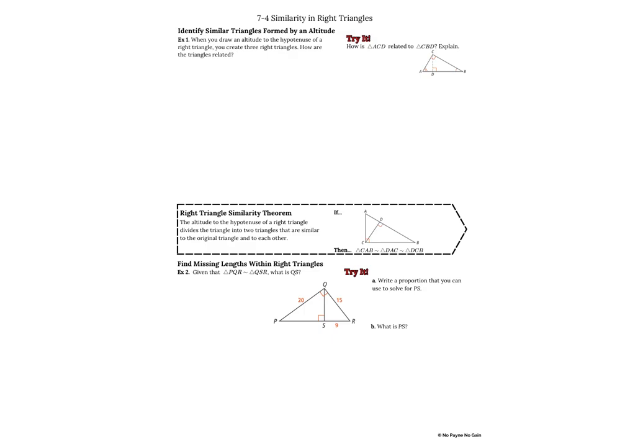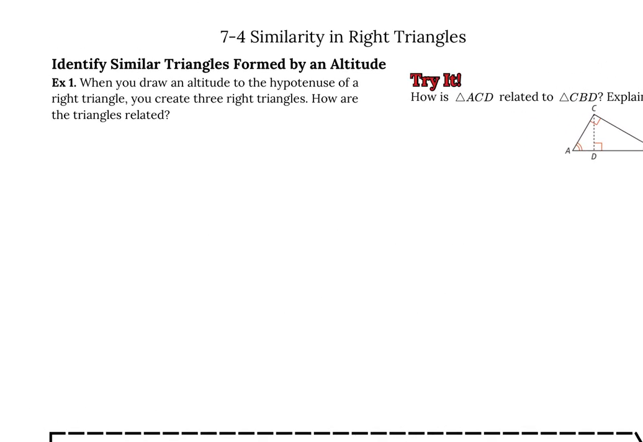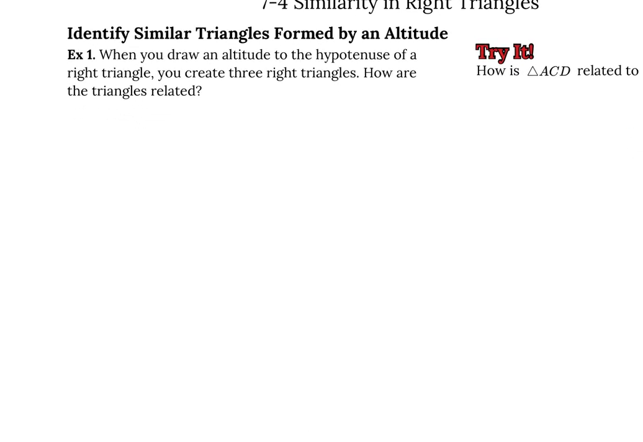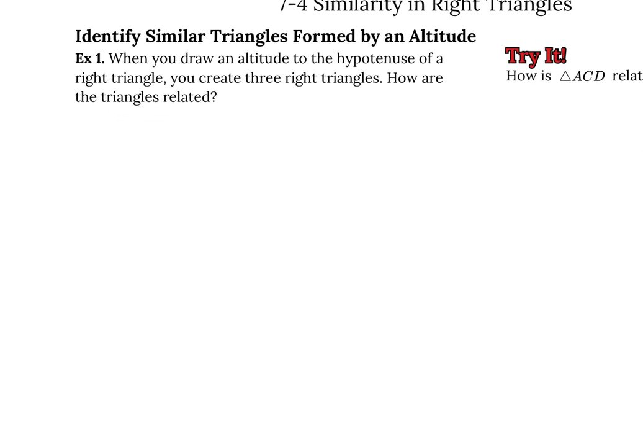7.4 Similarity in right triangles. All right, example 1. When you draw an altitude to the hypotenuse of a right triangle, you create 3 right triangles. How are the right triangles related?